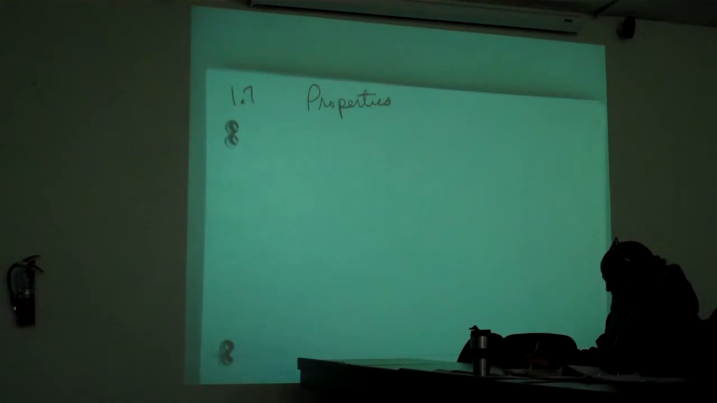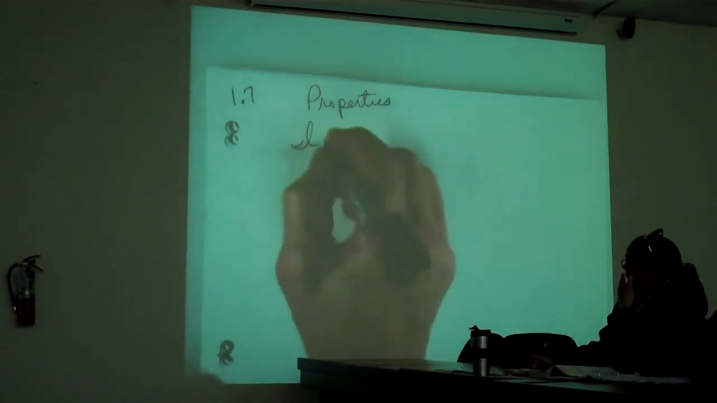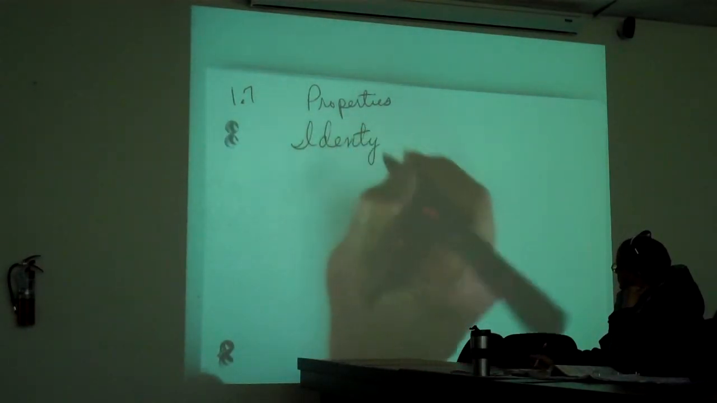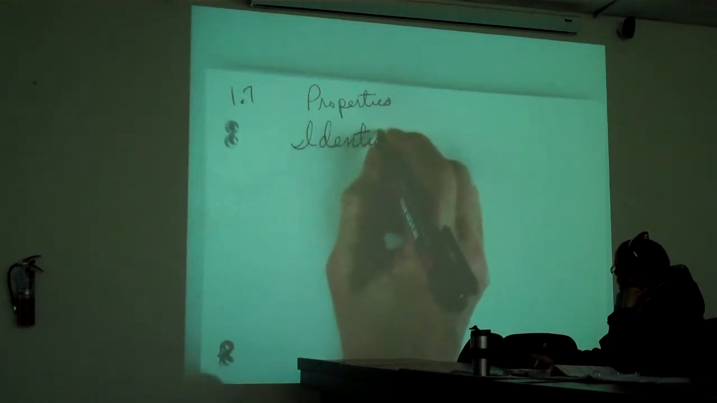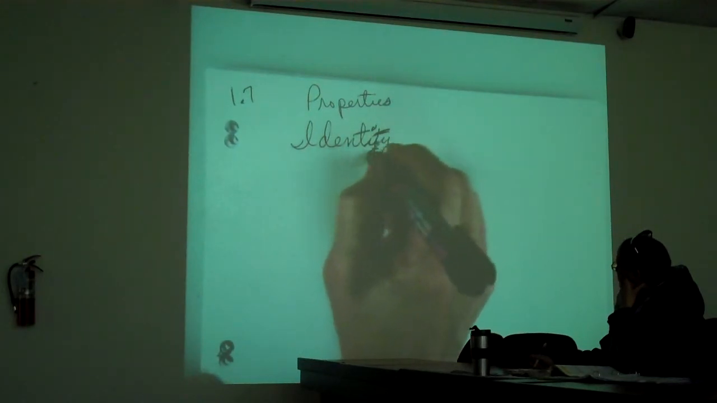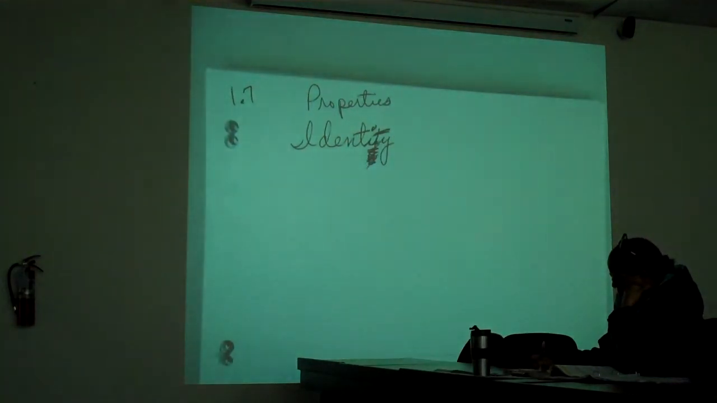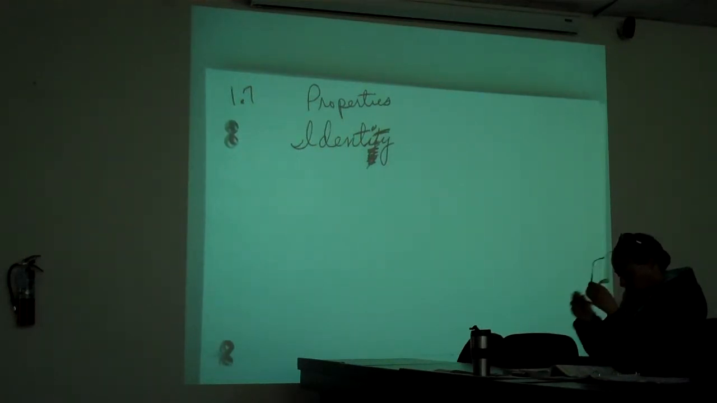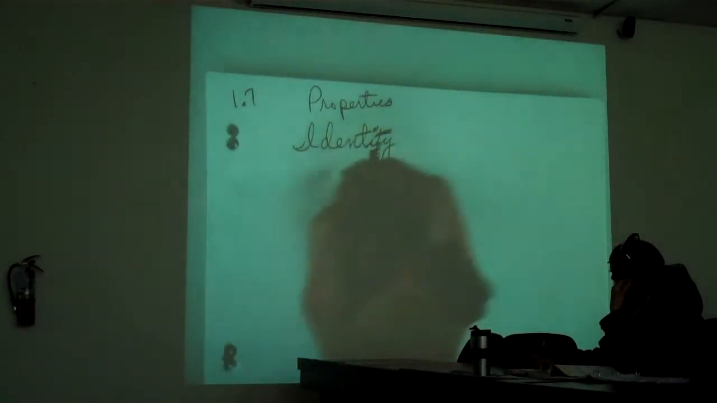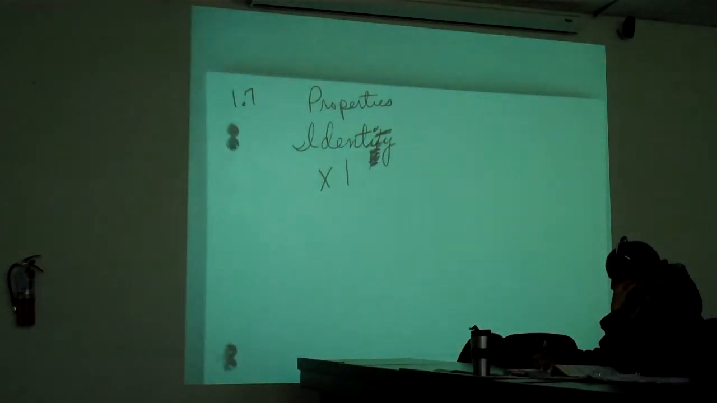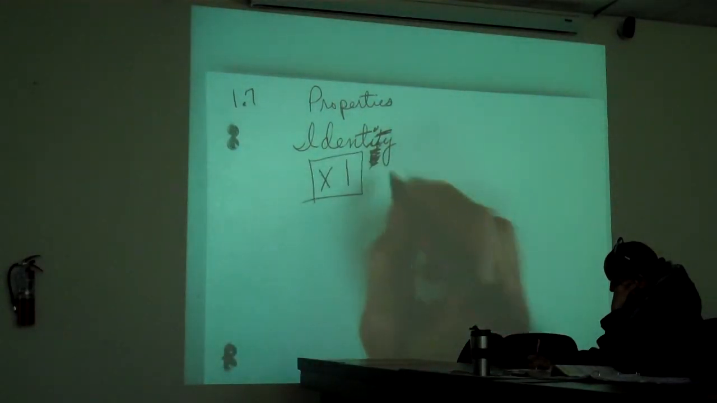Let's start with identity properties. Okay, if you don't lose your identity, that means you're still you, right? Identity. No matter what happens, if you don't let something change you and you're still you, you didn't lose your identity. A number, if you do something to it and it's still the same number, that's your identity property. What happens when you multiply by 1? It stays the same, right? So when you multiply by 1, that's your identity.